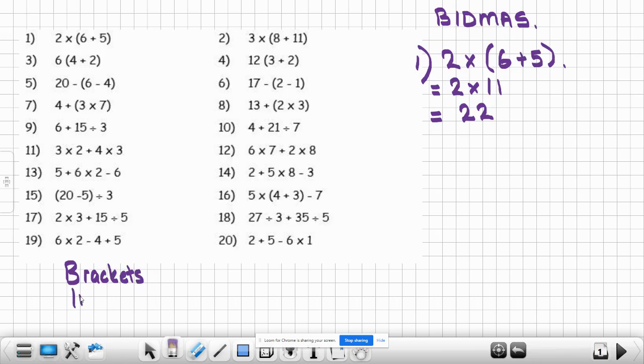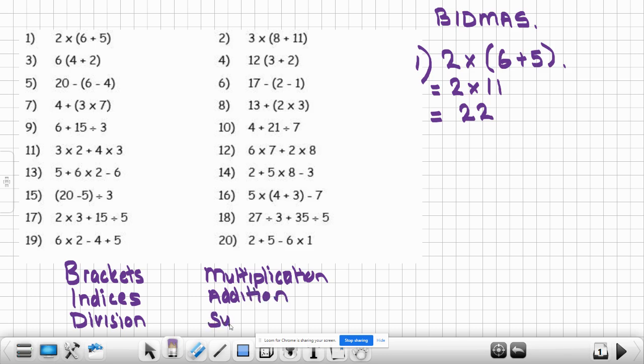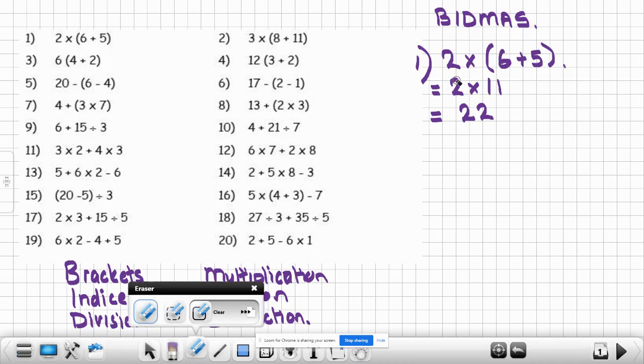I think for this, I'm going to write again the rules of indices. And then moving over here, multiplication, addition, and finally subtraction. If you feel confident, pause the video and have a go. If not, just stick with me until you do feel ready. Number 3 is a bit more challenging. We've got an additional thing to think about there. So stay with me if you want to.